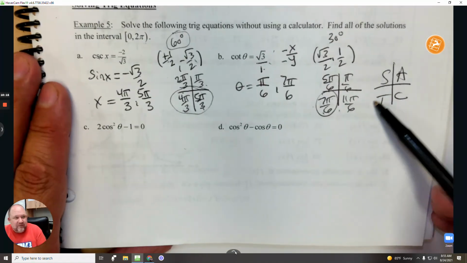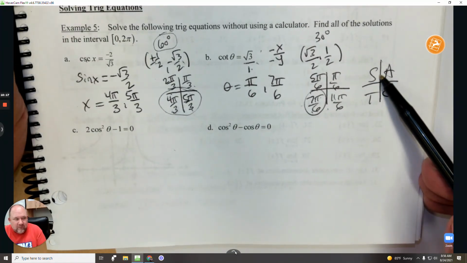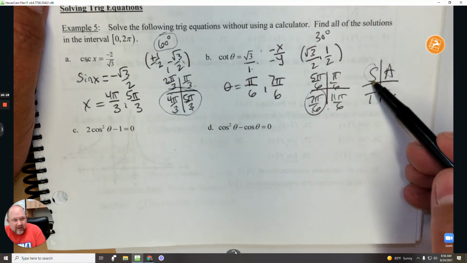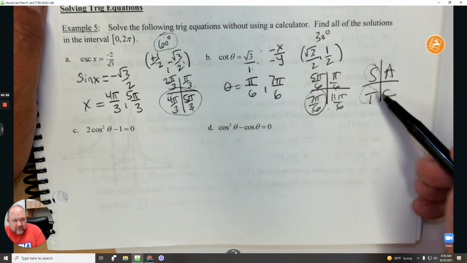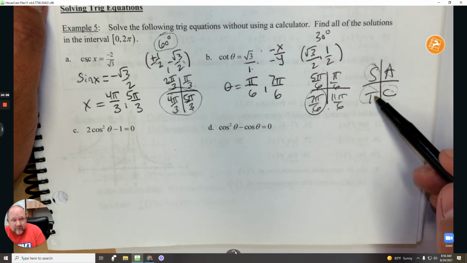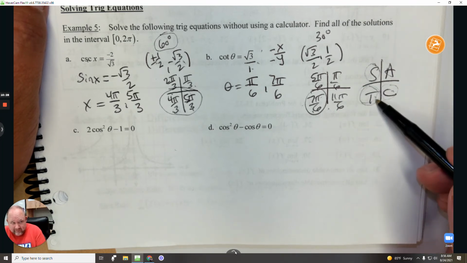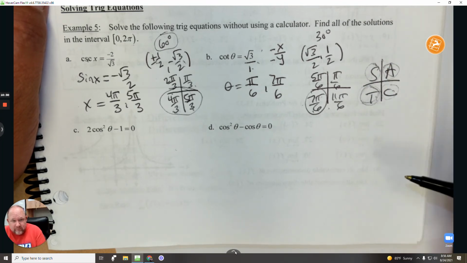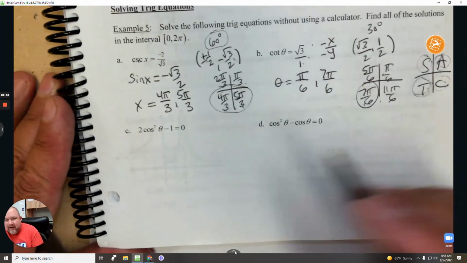Hey, all students take calculus. This means all trig functions are positive here. Sine is positive, tangent is positive, and cosine is positive. And then you have to know what reciprocal matches up. So in this case, cotangent matches with tangent. So these are the quadrants that it's positive in. All right, let's try C.